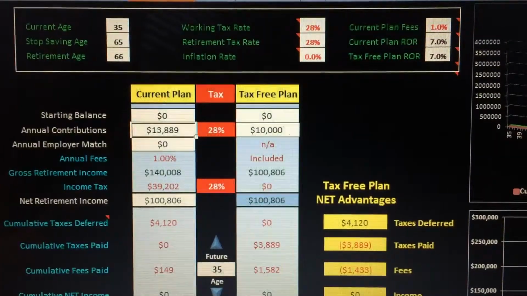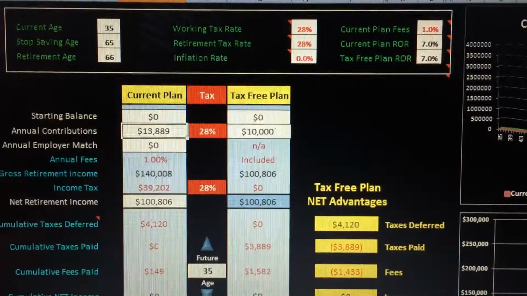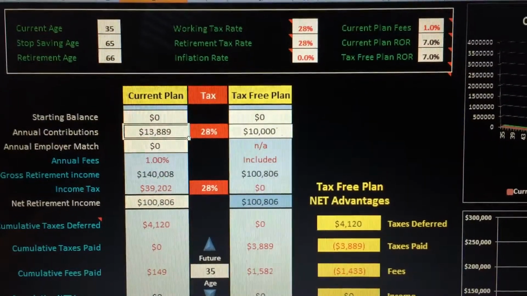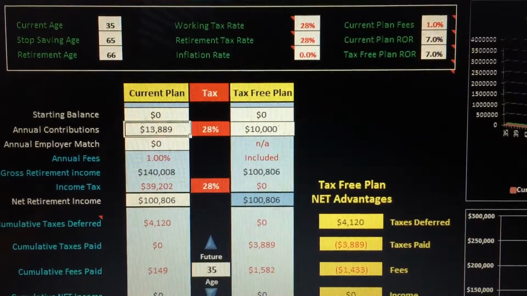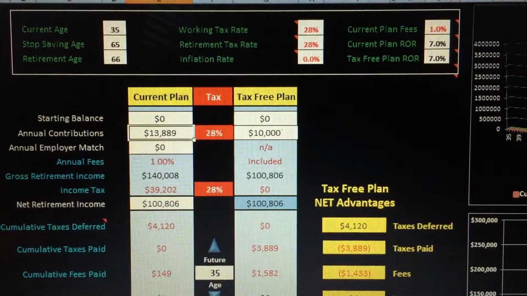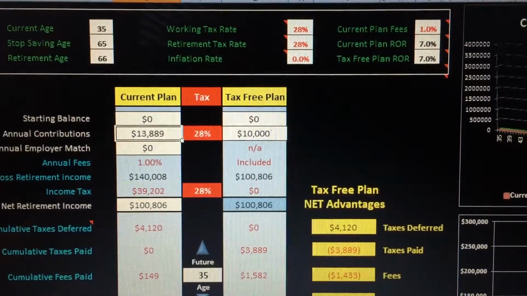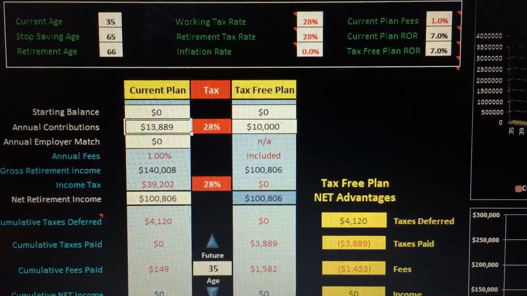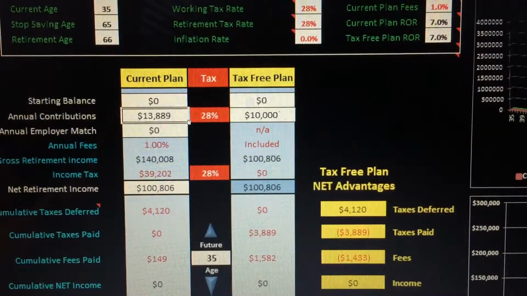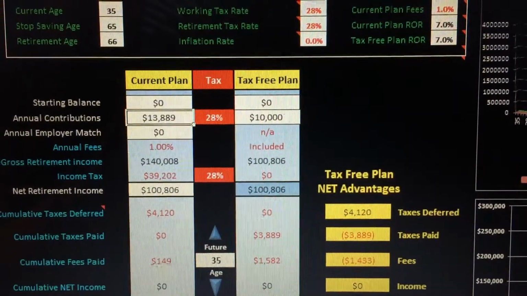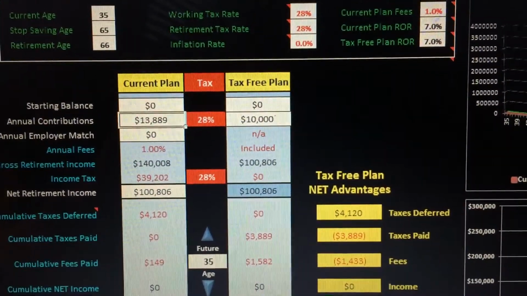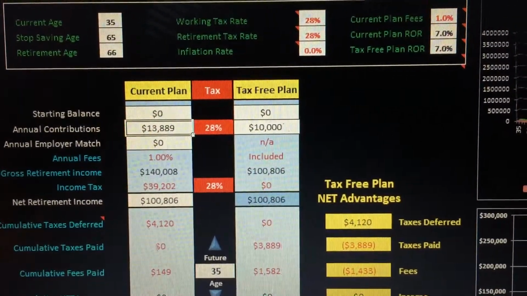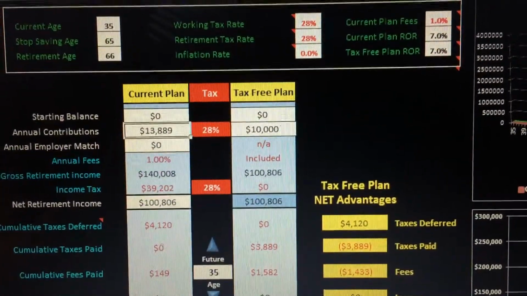And so what we're going to do here is go over what I have already pre-populated into this program, which stems from my original illustration that I have created for someone who is 35 years old who's going to be contributing $10,000 per year after-tax money, compared to someone who's doing the same thing, but they're doing theirs in a traditional 401k type of plan. And so here we have a side-by-side comparison.